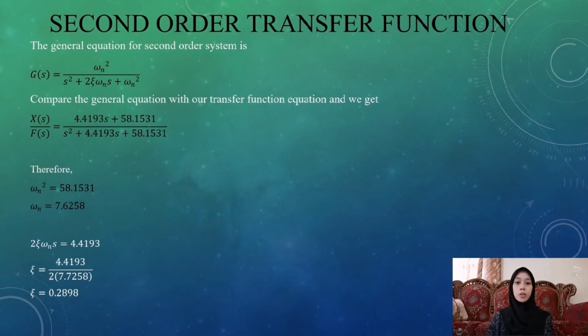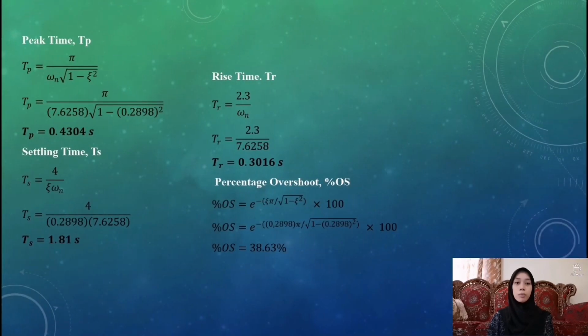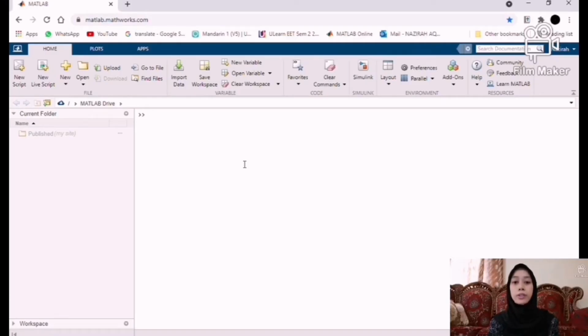Therefore, omega n is equal to 7.6258 and zeta is equal to 0.2898. From the natural frequency omega n and damping ratio zeta, we can calculate the peak time, settling time, rise time, and percentage overshoot. The peak time obtained is 0.4304 second, settling time is 1.8 second, rise time is 0.3016 second, and percentage overshoot is 38.63%. By using MATLAB online software, we can get the system response.